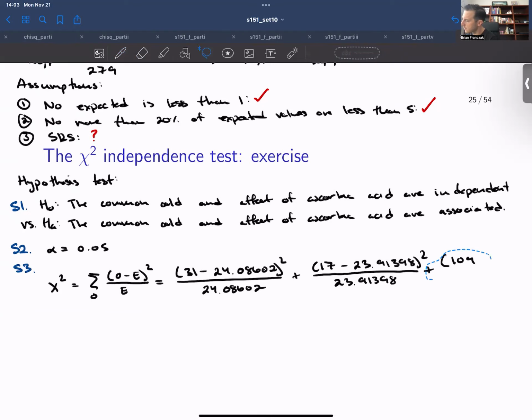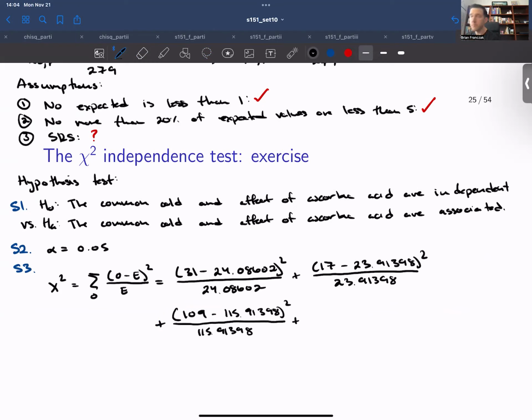I'm going to move this down. Okay, so now we're going to go 109 minus 115.91398 squared over 115.91398 plus, and then our last one will be 122 minus 115.08602 squared over 115.08602.